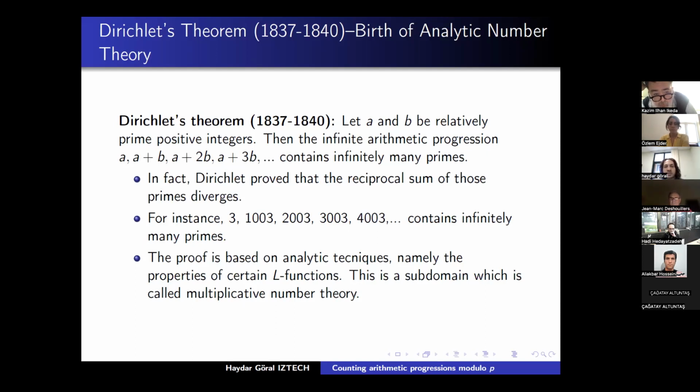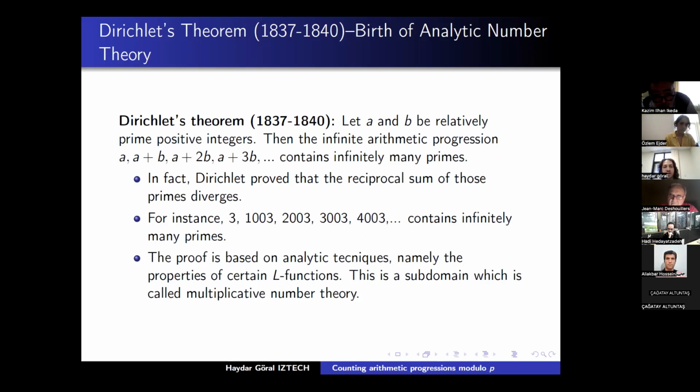And actually, if you consider the reciprocal sum of those primes in this arithmetic progression, this sum is divergent. For example, 1,003, 2,003. Of course, they cannot be prime all the time, but you can find infinitely many primes in this sequence. And the proof is based on some multiplicative number theory called L-functions. If you use the L-functions and their non-vanishing, you can prove this theorem. So this is the idea.